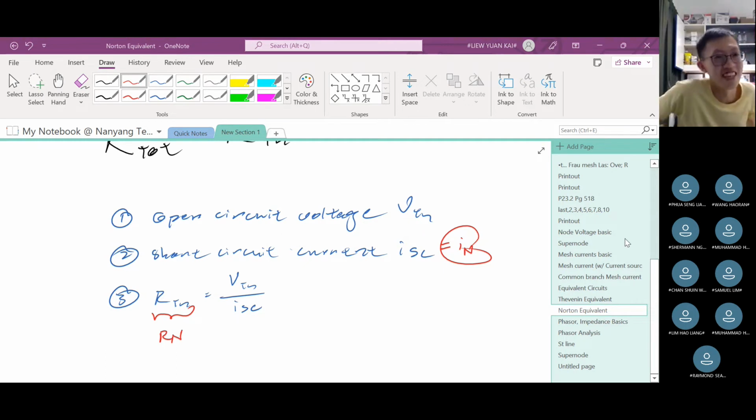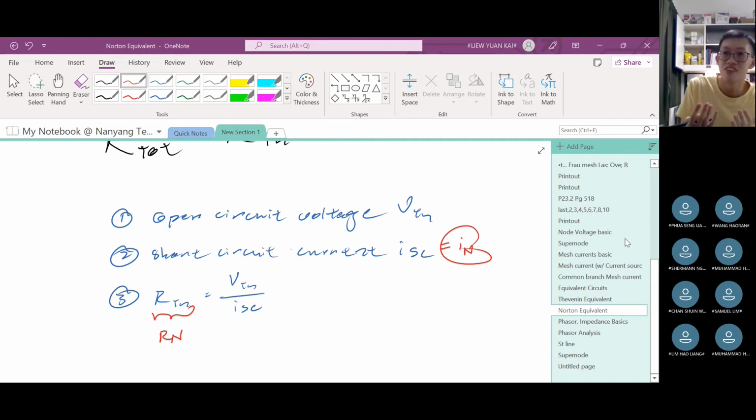In the finals, nobody will ask you what's the difference. Some people prefer to look at it as a Norton equivalent, which is a circuit driven by a current source, or some people want to think of it as a circuit driven by a voltage source. I hope I answered your question, Samuel. Really, there's no difference, honestly. It's just the way we try to simplify it. Okay, no problem, Samuel.